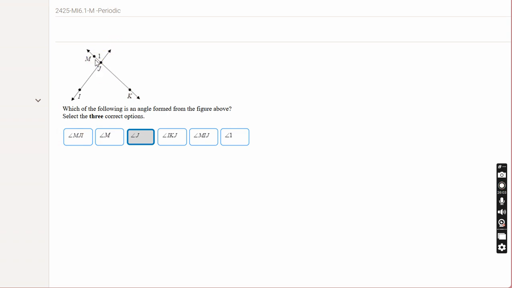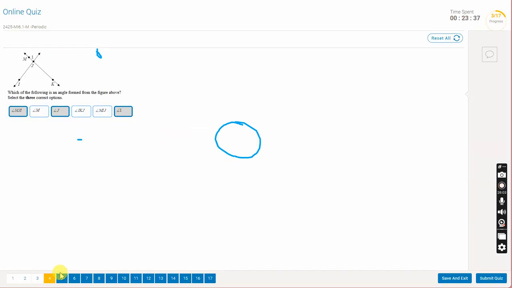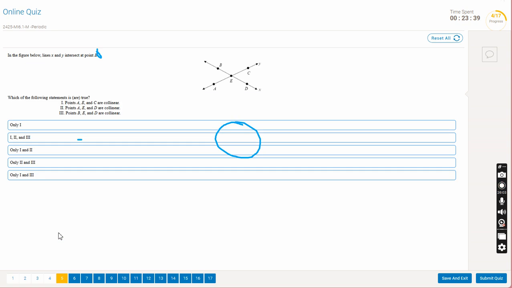There are two rays that are starting from the same point. MJI, because remember, whenever you're using three letters to describe an angle, the middle one is the angle that they're talking about. So MJI. The last one, 1, is forming here. So these three are angles. Let's go to the next one.